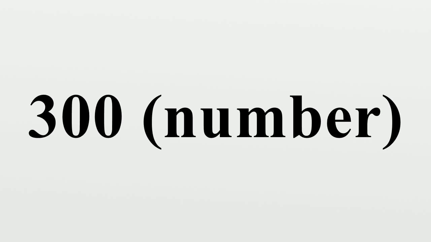Other fields. 300 is, in bowling, a perfect score, achieved by rolling strikes in all 10 frames. The lowest possible FICO credit score. In paintball, 300 feet per second is the maximum legal velocity of a shot paintball.